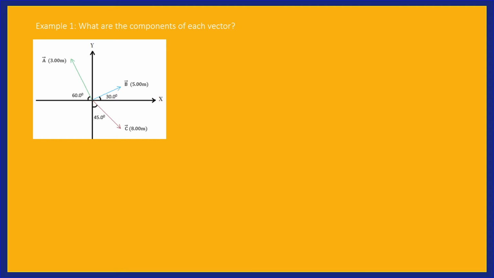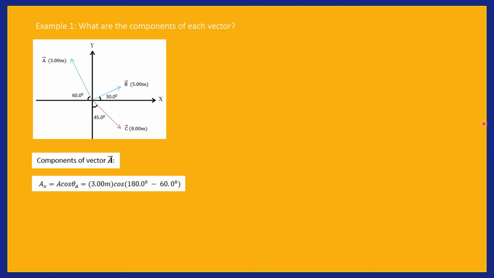If, for example, we are given three vectors: vector A, vector B, and the third vector, vector C. The angles are given there. What are the components of each vector? What are the components of A? What are the components of B? And what are the components of vector C? Let's begin with the components of vector A. We have A_x and A_y.